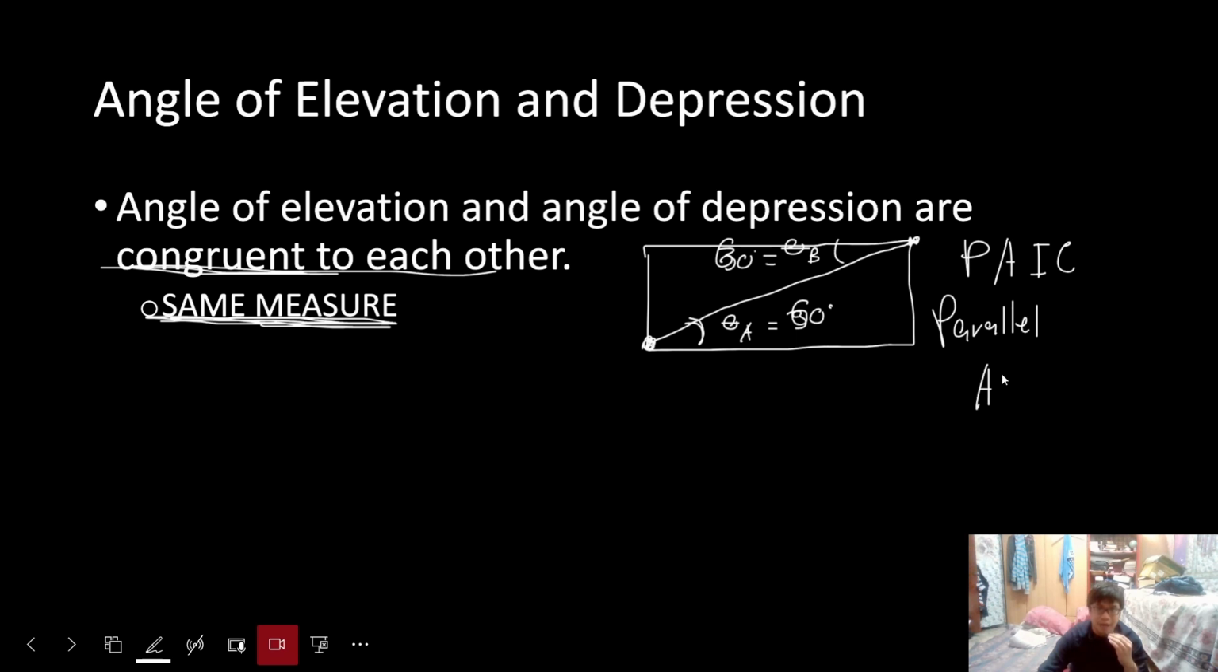A stands for alternate. Let me write here: alternate. I stands for interior. Then here we have congruent, parallel interior, congruent. I think. Wait, am I right? Congruent or congruence? Basically, this is the theorem.